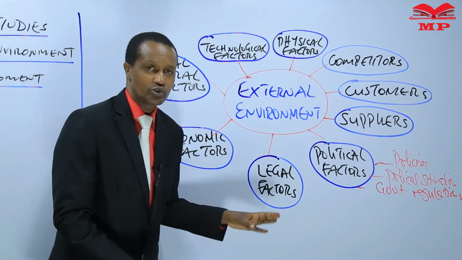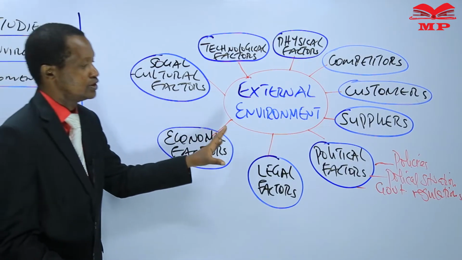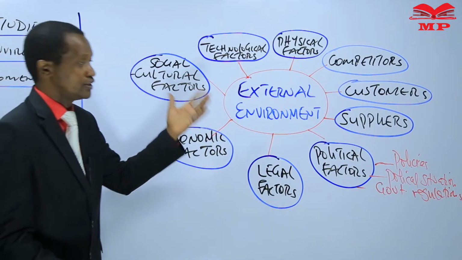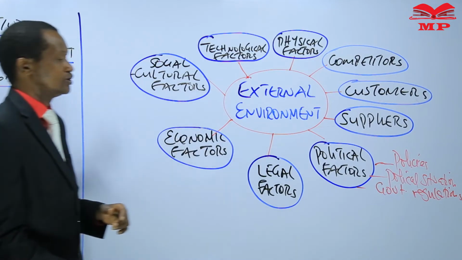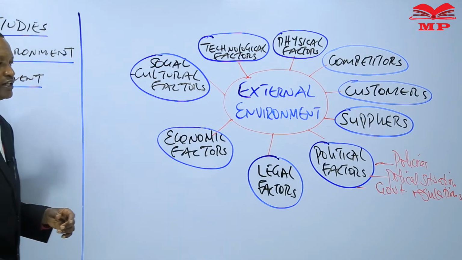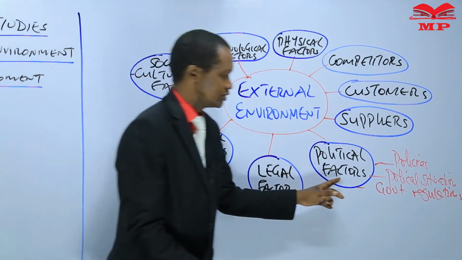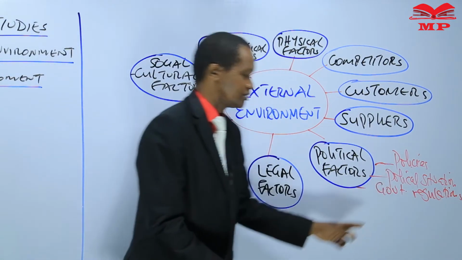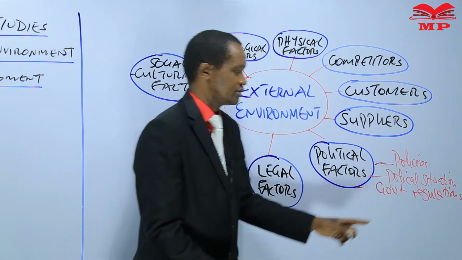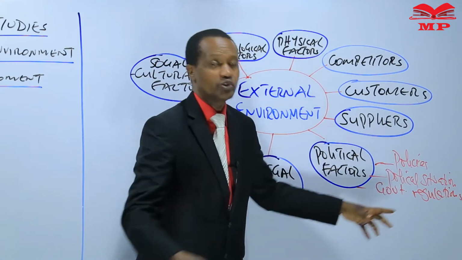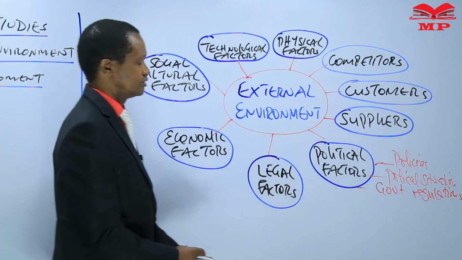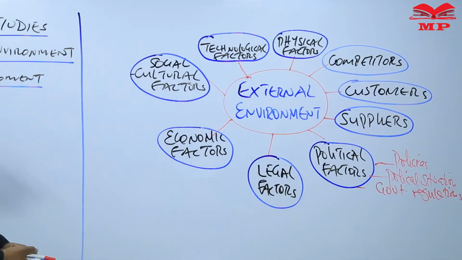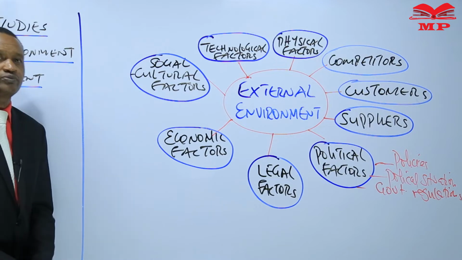So I want you to go through this video together with the previous video, because we have discussed these factors in two lessons. Under political factors, we discussed 3 points: government policies, the political situation in the country, and government regulations. So, learners, is there any question?